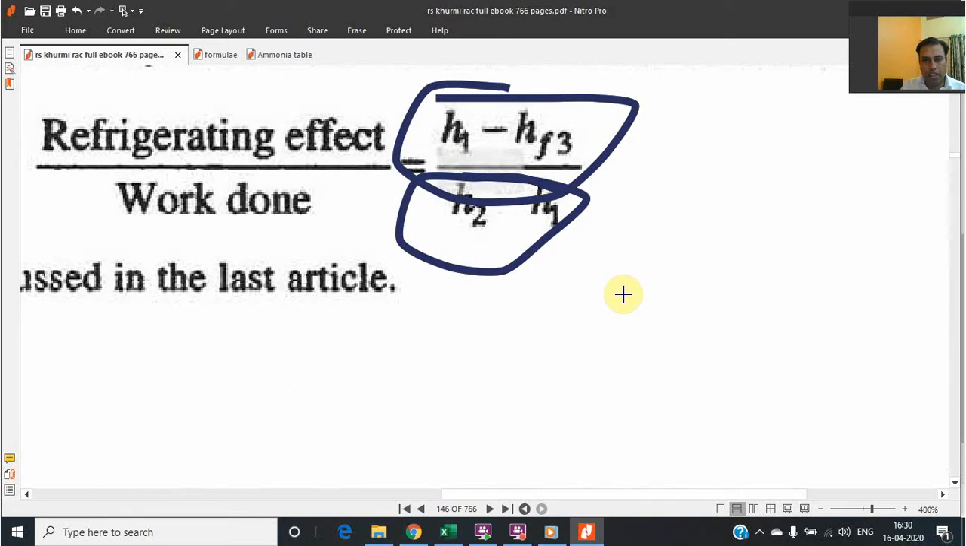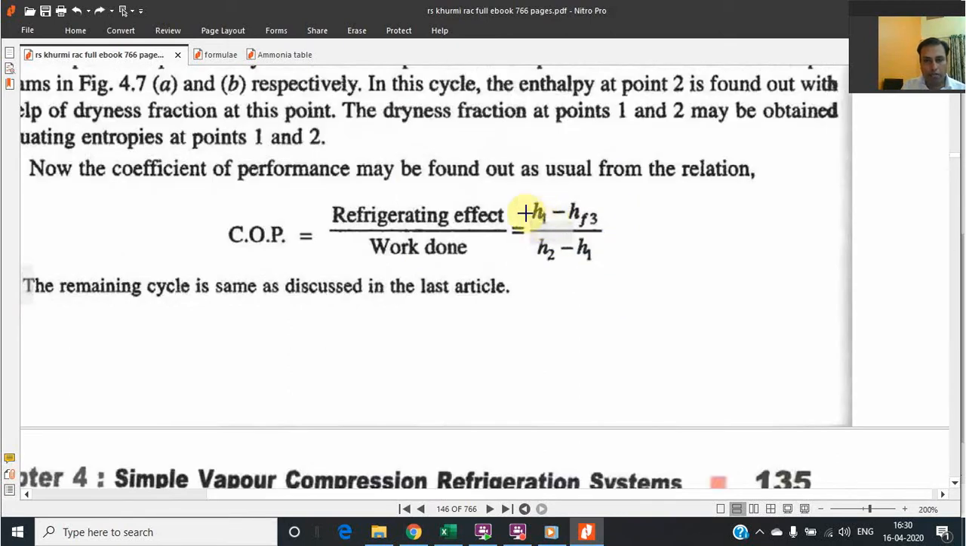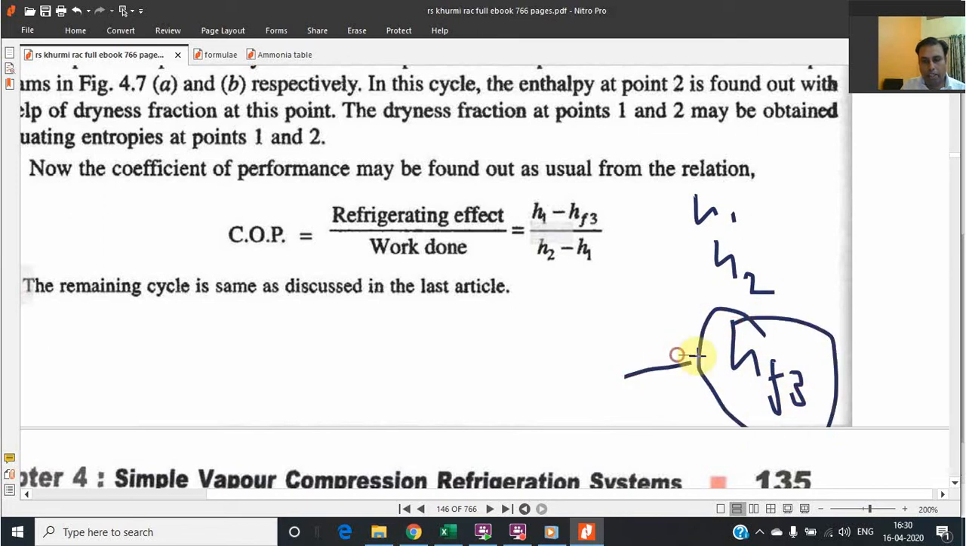Although you will see 4 enthalpies over here, 1, 2, 3, 4, actually there are only 3 enthalpies. One is H1, second is H2, and third is HF3. You don't have to use much brain for HF3, because HF3 can be obtained directly from the table. You have to note down the value from the table itself, and all the work is to be done to obtain H1 and H2.